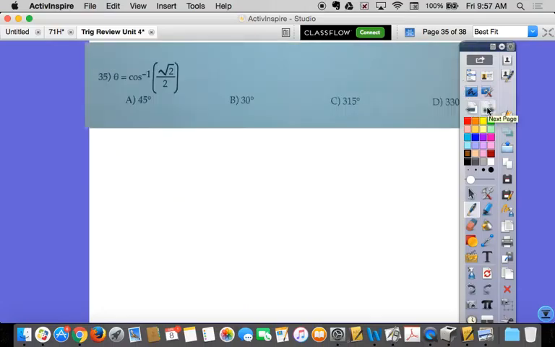Cosine. Cosine is going to be the same thing, right? 1 over square root of 2. It's just been rationalized. The answer just is in a different form. 45 degrees because it was positive.